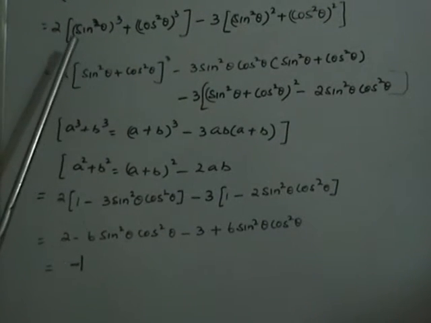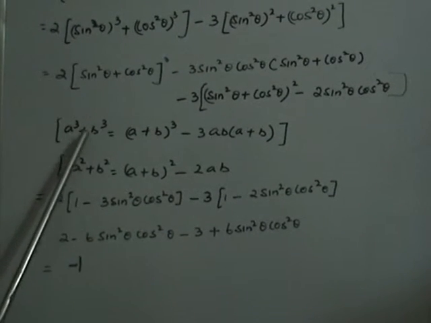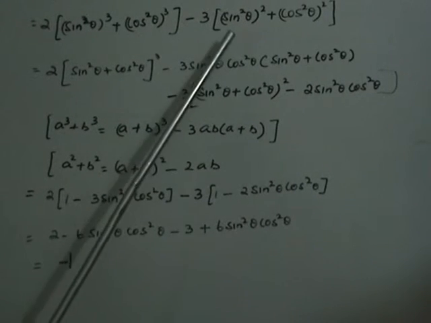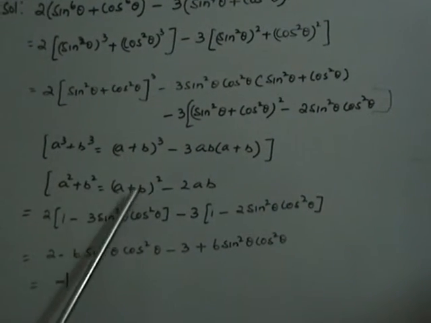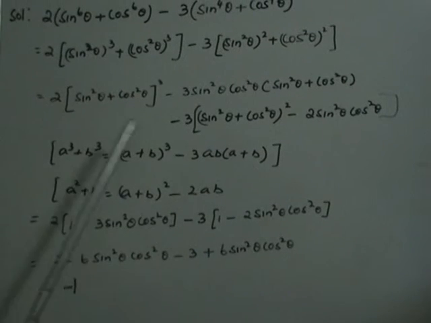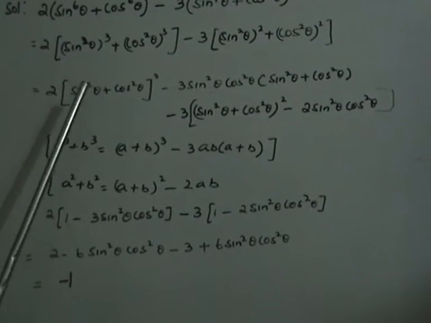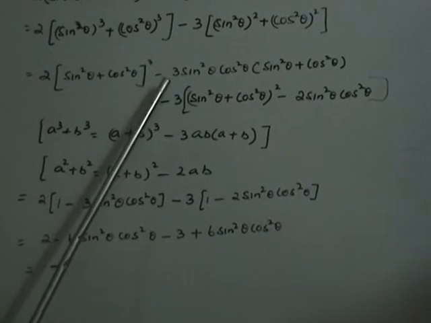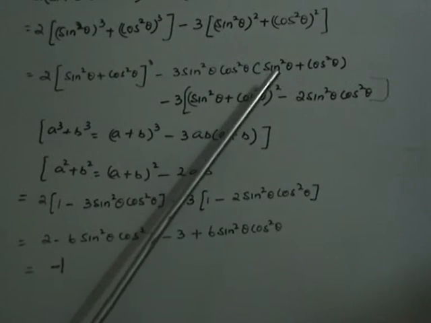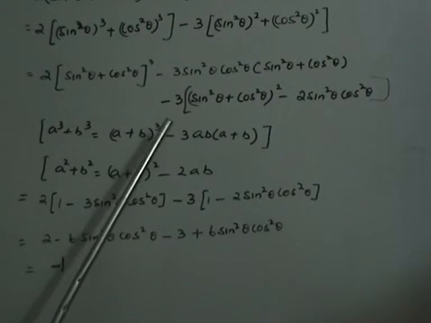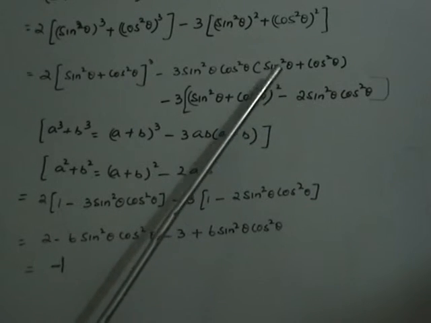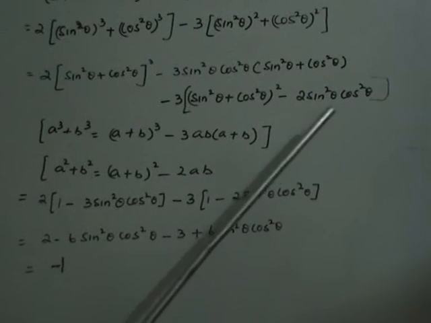This is nothing but a cube plus b cube. A cube plus b cube is nothing but a plus b whole cube minus 3ab into a plus b, and similarly this is a square plus b square. A square plus b square is nothing but a plus b whole square minus 2ab. Now let us rewrite this in the form of those two expressions. 2 into sin square theta plus cos square theta whole cube minus 3 sin square theta cos square theta into sin square theta plus cos square theta, minus 3 into sin square theta plus cos square theta whole square minus 2 sin square theta cos square theta.